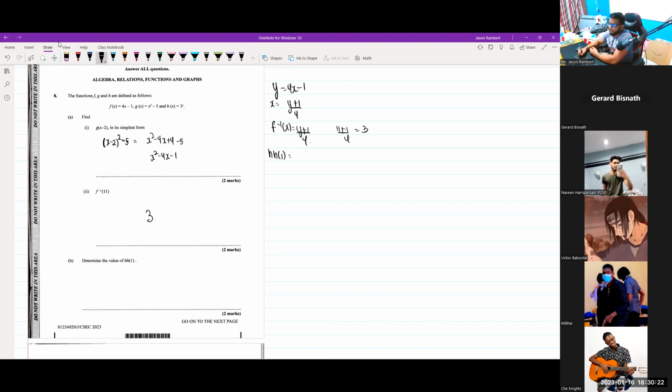Remember? Yes, sir. I remember again. Yes. H of 1 is going to be 3 to the power 1, which is 3, which is 3 cubed, which is 27. I'll look at 27 here. Yes, sir.